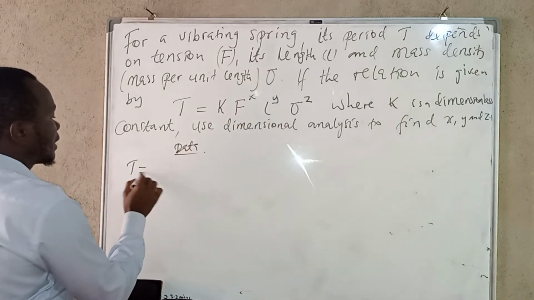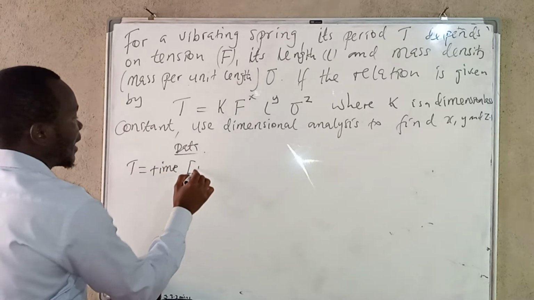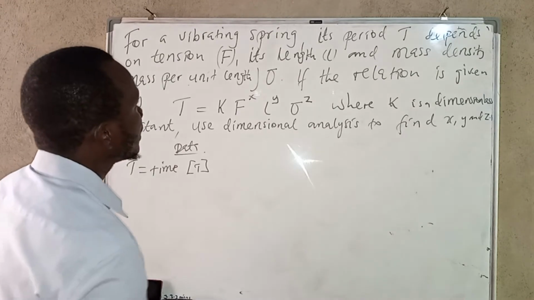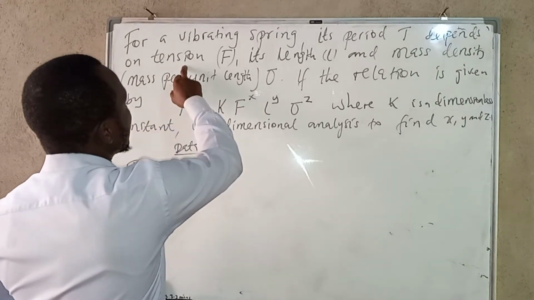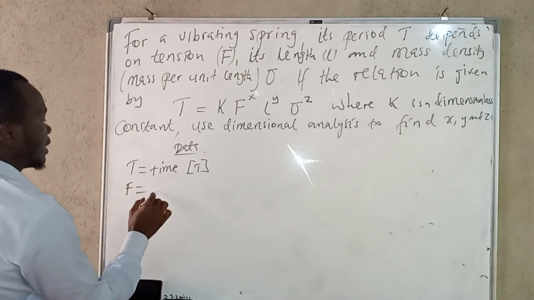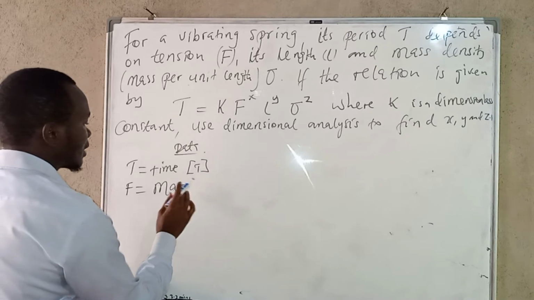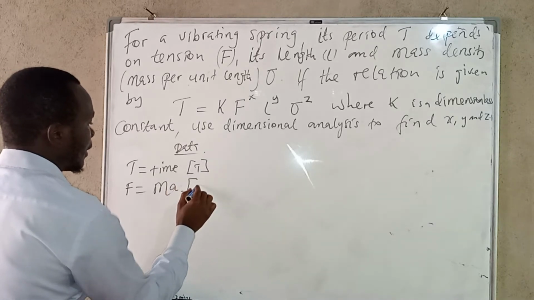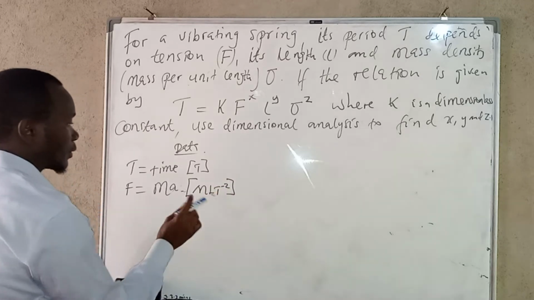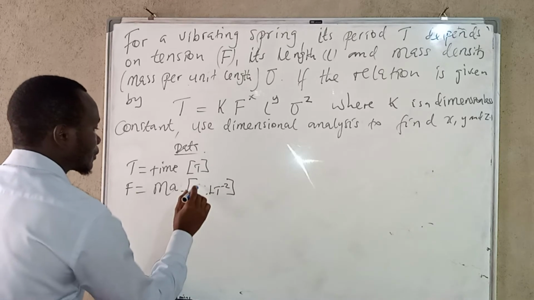We have the period, which is simply time, and in terms of dimensions, it is T. Then we have force, which is the tension force, which is equal to mass times acceleration. In terms of dimensions, it is M L T to the power -2. So meters per second squared. Then this is capital M.